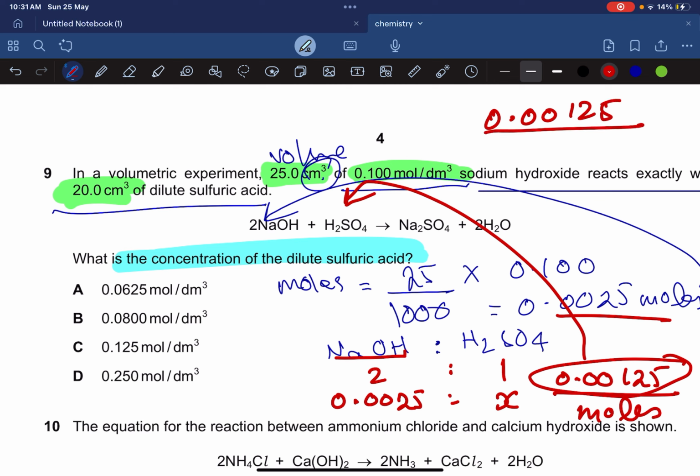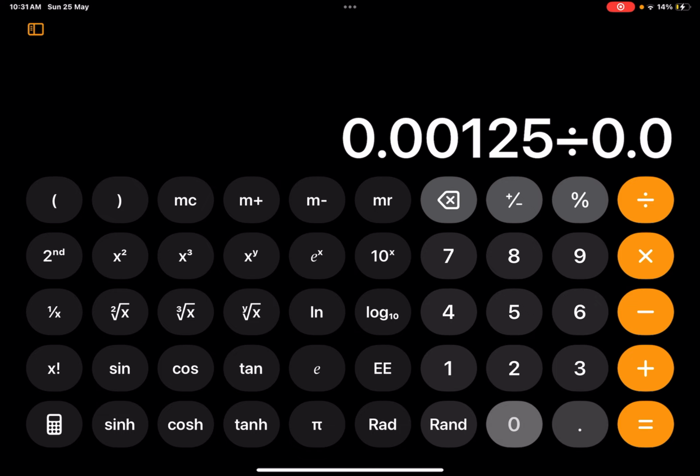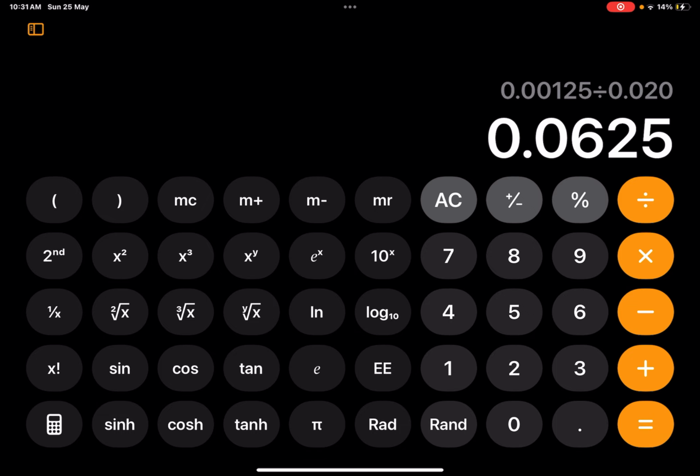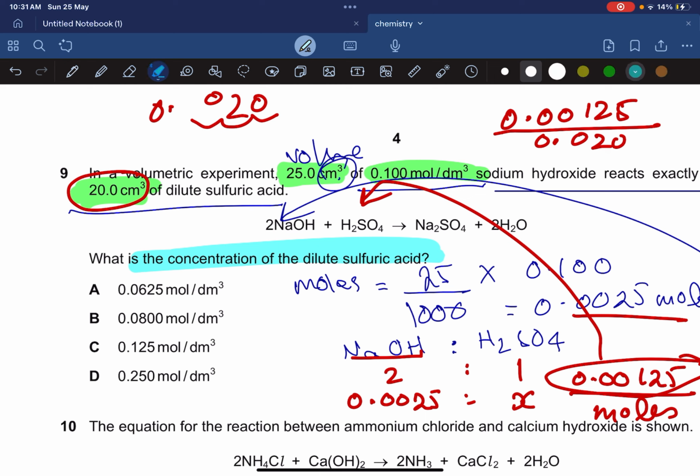0.00125 divided by the volume, which is 20 cm cube. We cannot take the volume in cm cube. We have to take it in dm cube. So 20, 1, 2, 3, 0.020 dm cube. So 0.00125 divided by 0.020 is 0.0625. That's going to be option A.